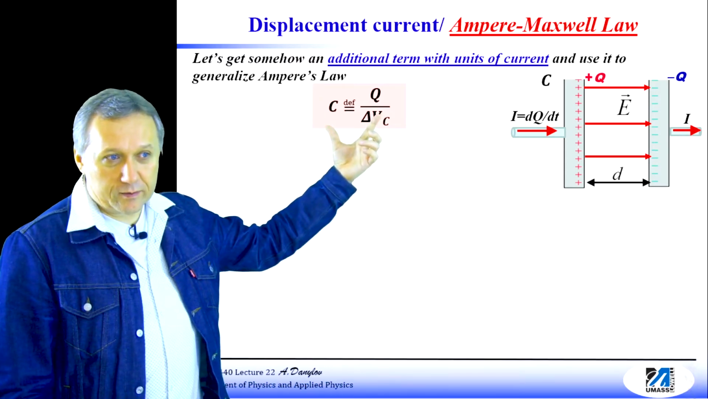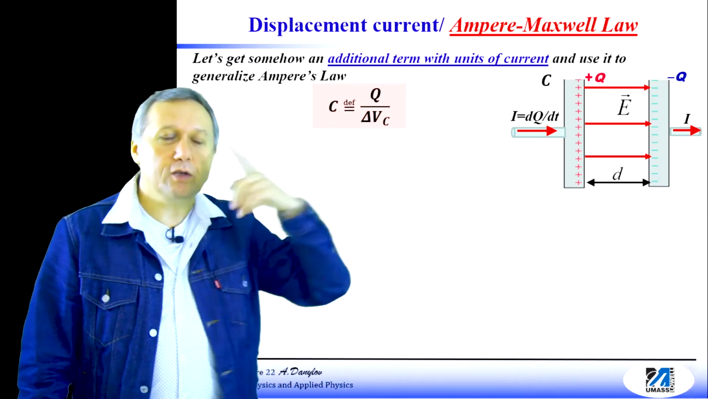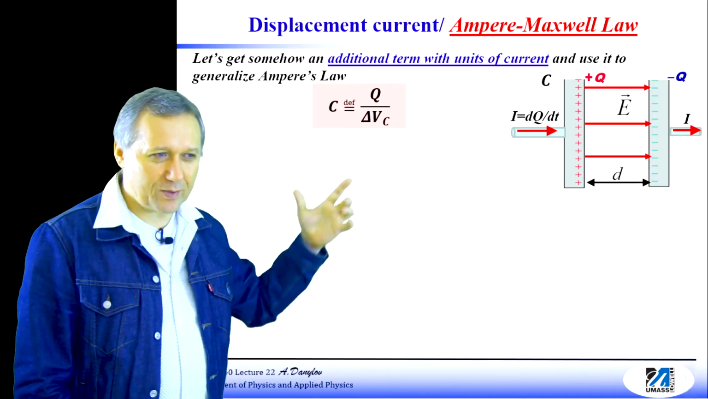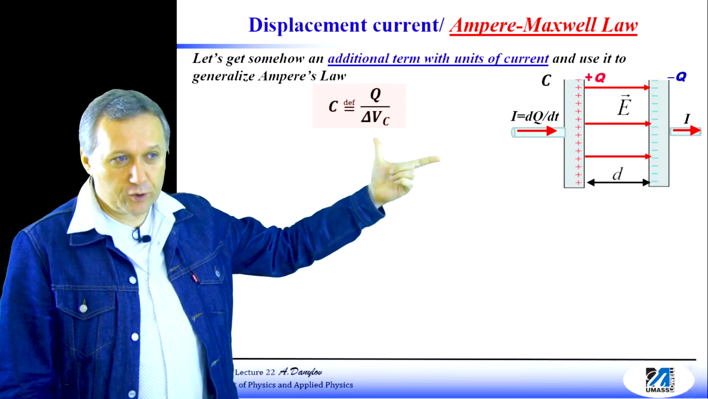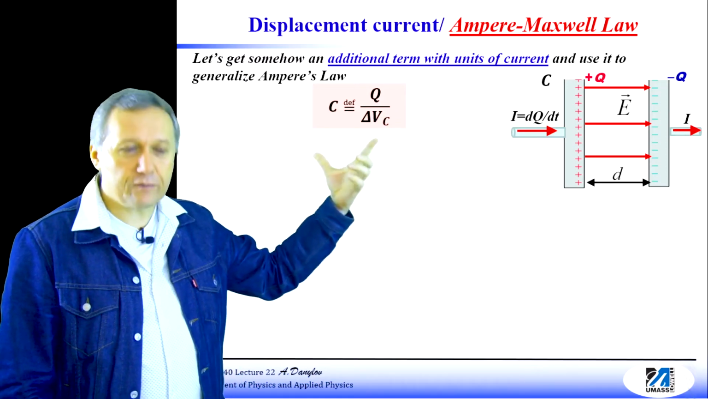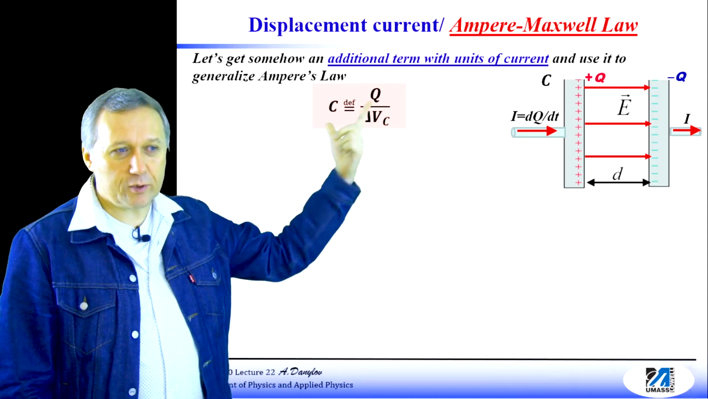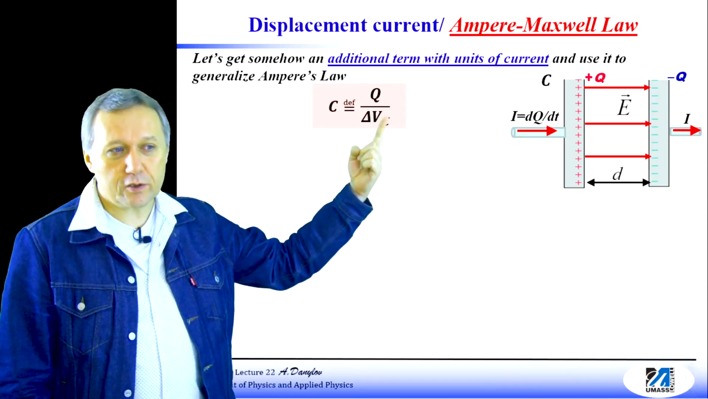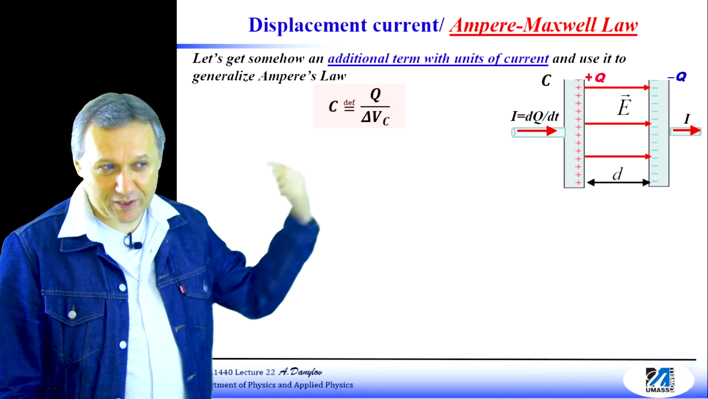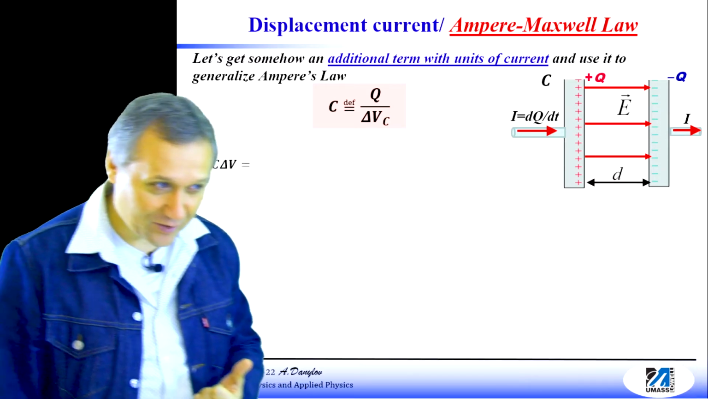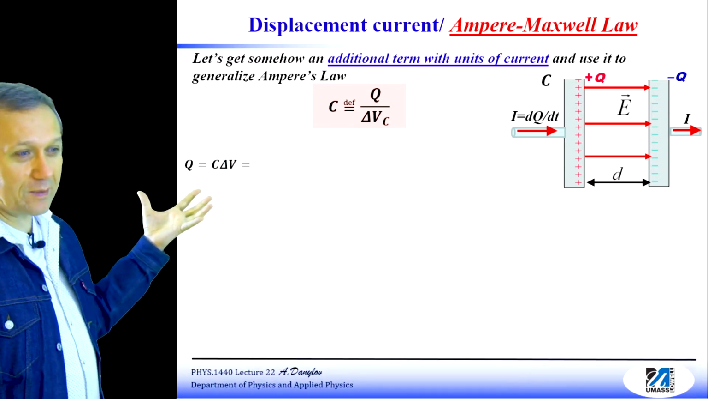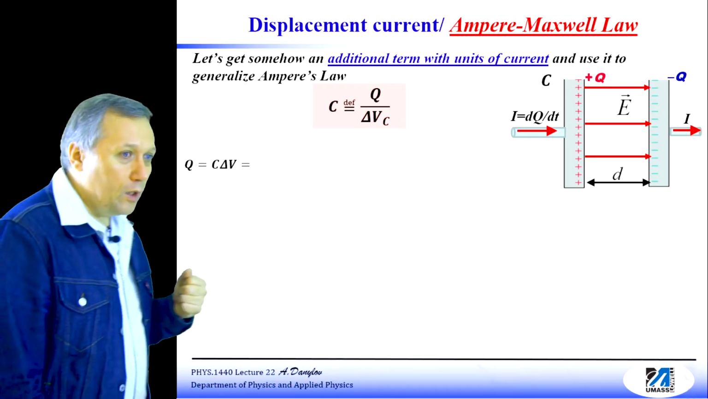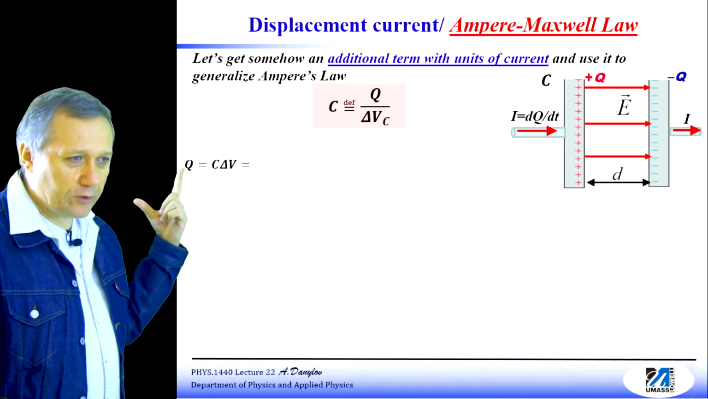How can you get current in the presence of the charge, in the presence of the capacitor? You can get it from the definition of capacitance. C equals Q over delta V. So of course, charge will be equal to C times the potential difference across this capacitor. So C times delta V. Of course, at some point he will try to differentiate it.